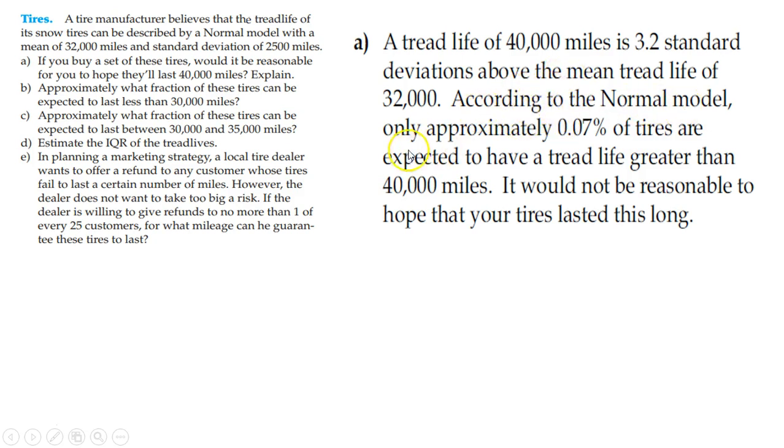And then it says, according to the normal model, only approximately 0.7% of the tires are expected to have a tread life greater than that. And you could get that by saying second vars, you go to your normal CDF, and you go 40,000, comma, and then you could just plug in something like a million, comma, 32,000, comma, 2,500, and you end up getting approximately 0.7% of the tires are expected. So it would not be reasonable to hope that your tires last that long, is the point.